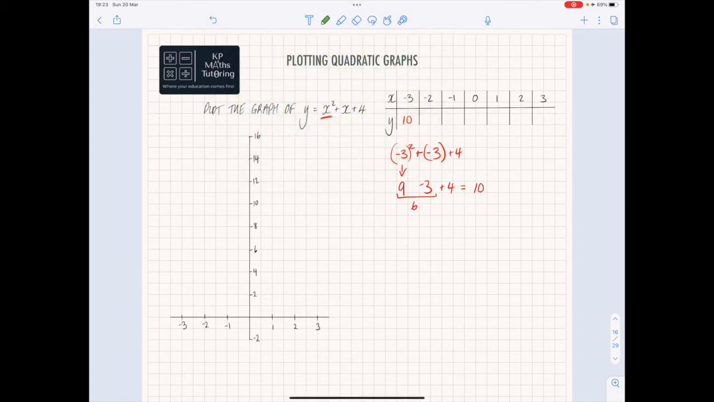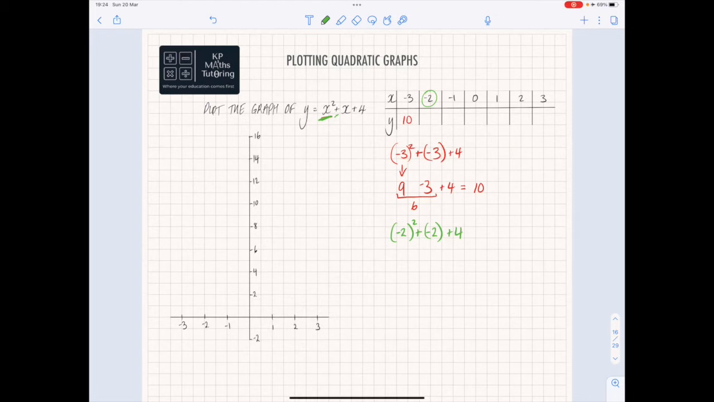Okay, let's look at the next one. If you want to pause the video and have a go yourself, you can. And then you can check it against what I do. That's absolutely fine. Good idea. But we're now saying, okay, I'm going to take minus 2 and change x for minus 2. So minus 2 all squared plus x plus minus 2 and then plus 4.